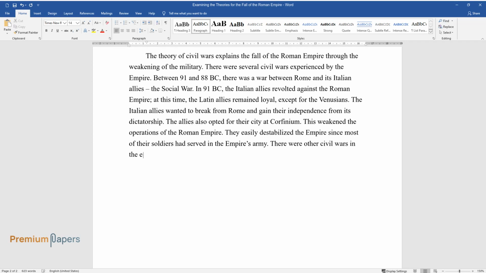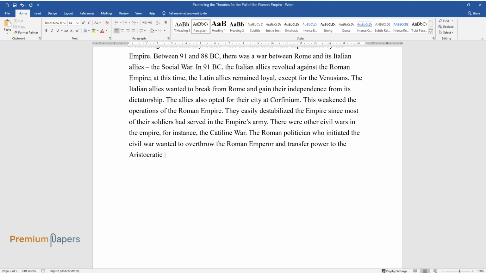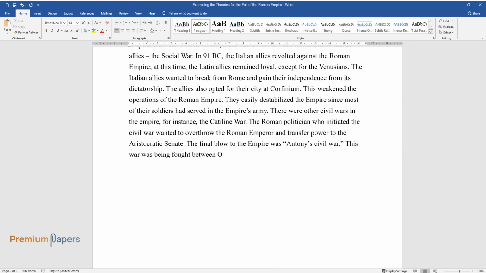There were other civil wars in the empire, for instance, the Catalan War. The Roman politician who initiated the civil war wanted to overthrow the Roman emperor and transfer power to the aristocratic Senate. The final blow to the empire was Antony's civil war. This war was being fought between Octavian and Antony.